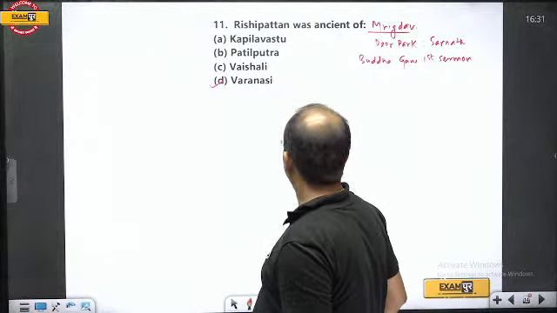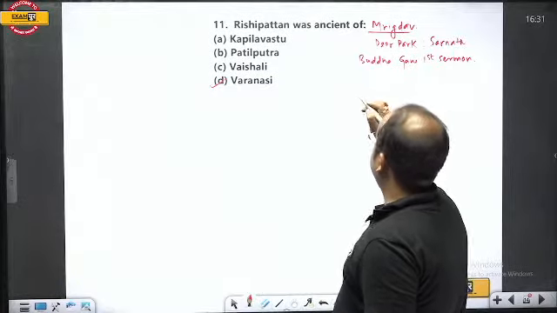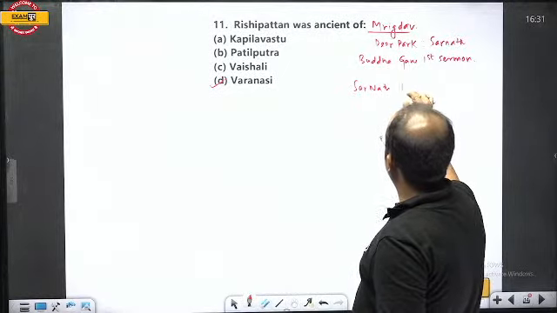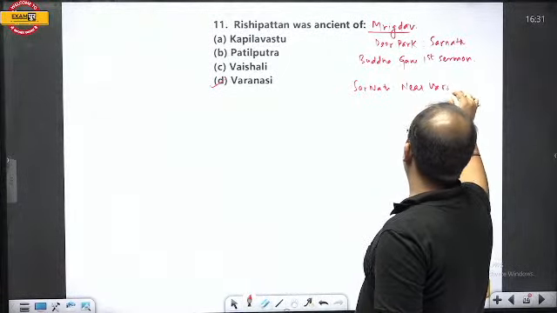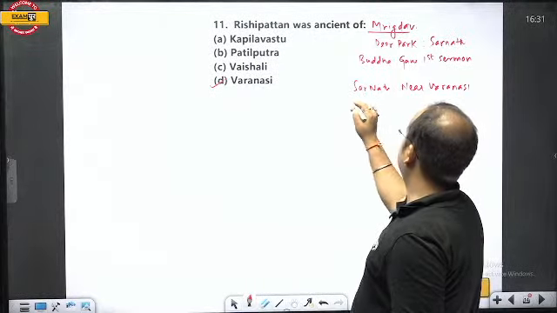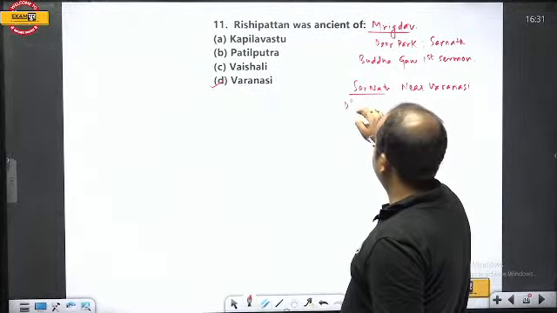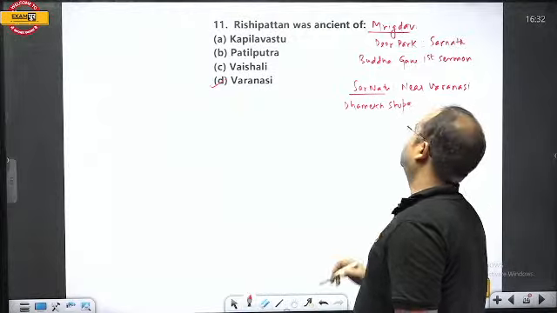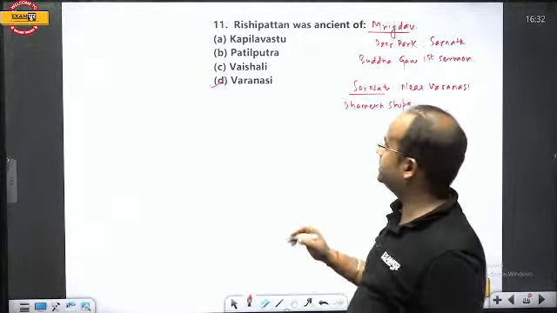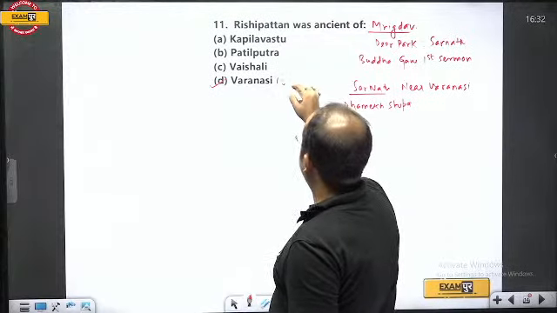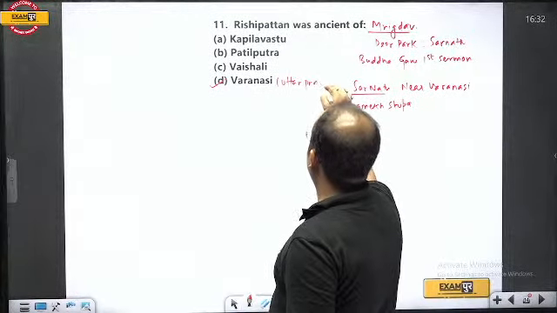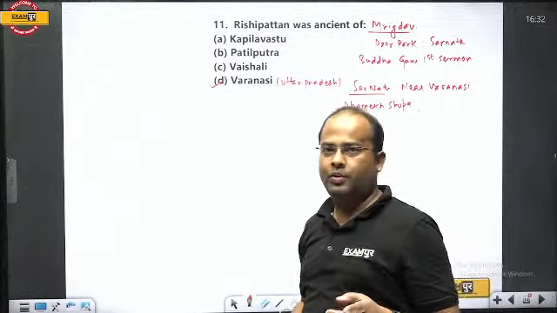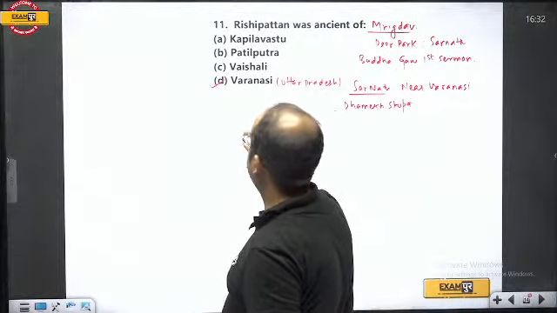Once you go to Sarnath, there you will see the Dhamek Stupa. Dhamek Stupa is also in Sarnath. So the correct answer will be, guys, Sarnath, which is in Uttar Pradesh. And Varanasi is also called the cultural capital of India, famous for the Kashi Vishwanath temple.